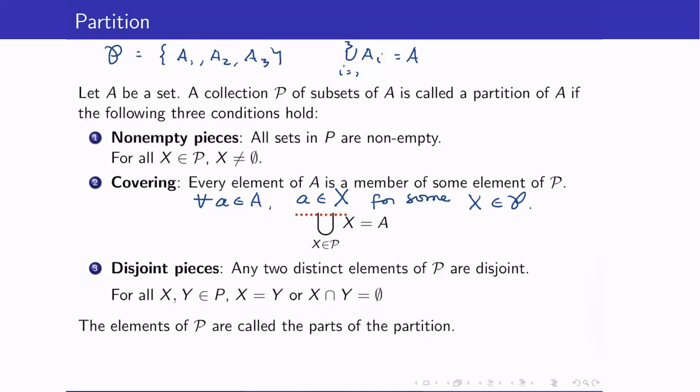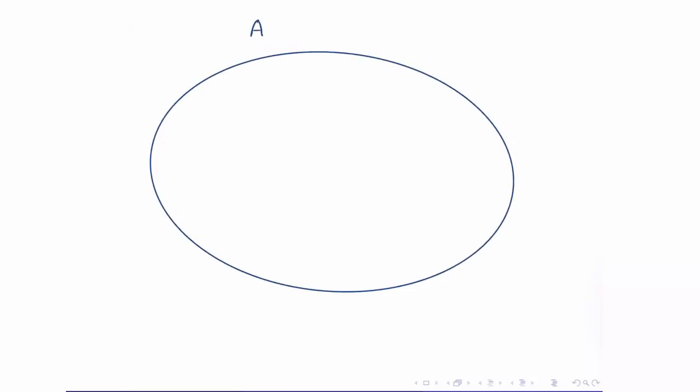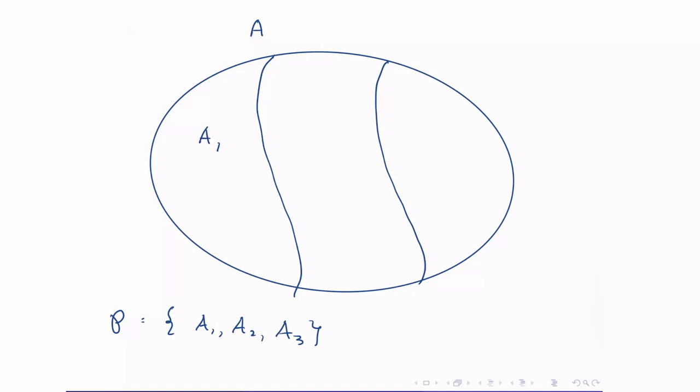Now, just to give you a visualization of partitions, suppose this is my set A, and then my P is the partition A1, A2, and A3. The reason why I use capital letters is because all the Ai's here are subsets of A. That's the reason why we call it partition: this is the set A1, this is the set A2, and this is the set A3. Number 1 is saying that all the Ai's should be non-empty.